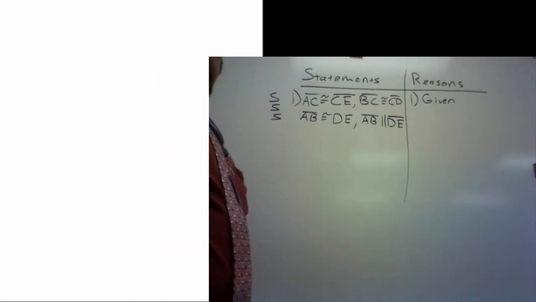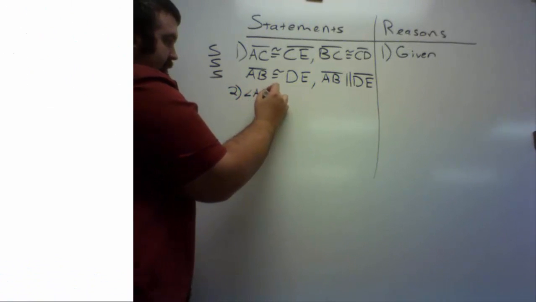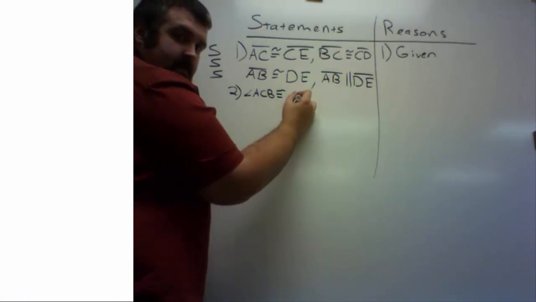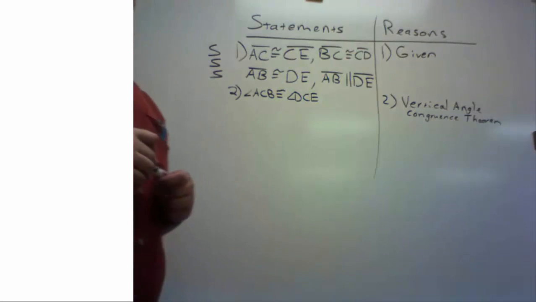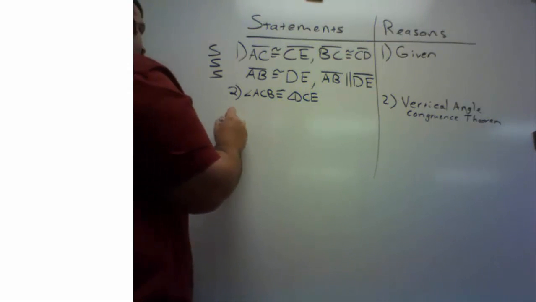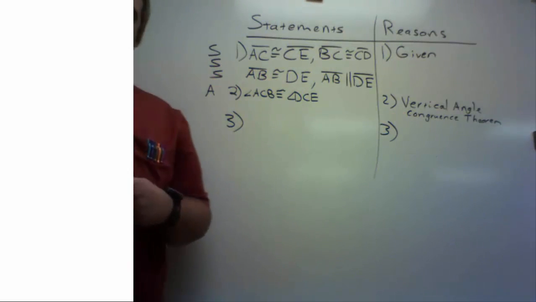Now in my picture, if I look, I see that angle ACB, this angle right here, and angle DCE, this angle right here, well, those are vertical angles. So I'm going to say they are congruent. Angle ACB is congruent to angle DCE. And again, that reason is vertical angle congruence theorem. I'm going to write an A over here, and I'm going to do my next step. I still need to get 2 more angles.